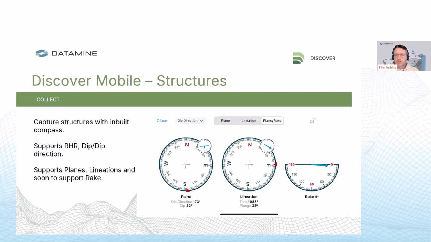This is our structural compass, and this is a new addition. We used to be able to capture just plane and lineation. Now we're adding a rake functionality, just to enhance that level of structural support. This isn't out yet. It probably will be out by the end of the month, I'd say. And we support two main types of structures, using the right-hand rule and the dip and dip direction. So we're supporting both those methods. And yeah, this is a new one coming out very shortly.